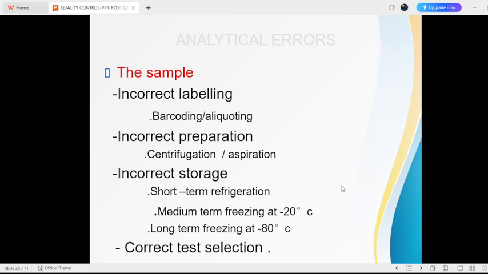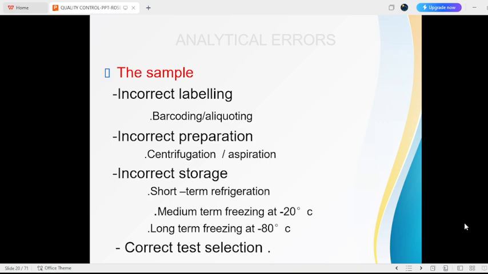So under analytical errors, the most important factor is the sample. Incorrect labeling while barcoding or allocating, then incorrect preparation, centrifugation or aspiration. We have to aspirate the correct volume of the sample. Again, centrifugation speed and time should be correctly followed. Then incorrect storage. If it is short term, then we can use refrigeration. And medium term storage, freezing at minus 20 degrees Celsius. For long term, freezing at minus 80 degrees Celsius.